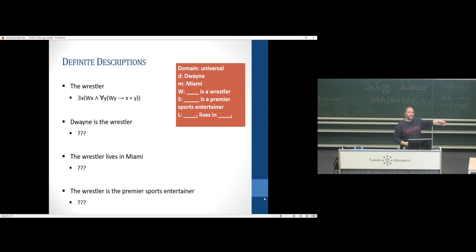Now, how would I say Dwayne is the wrestler? How would we say Dwayne's the wrestler? Well, we don't, so I get it. That would tell us that the wrestler and Dwayne is a wrestler. So we can do this actually a little bit more directly. We can take what we have, and we want to add another conjunct, but what's our next conjunct want to say?